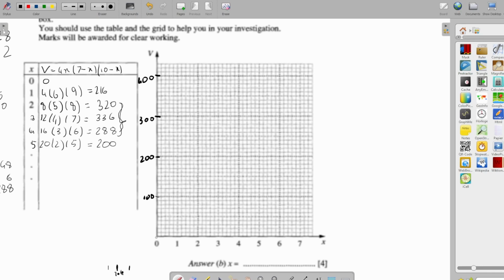So at 0, it is 0. It should be here. At 1, we have 216, so it would be somewhere here. At 2, we have 320, so we have right here 320. At 3, we have 336, so that would be somewhere here. Then at 4, we have 288, which is about here somewhere. And lastly, at 5, we have 200, which is right here.